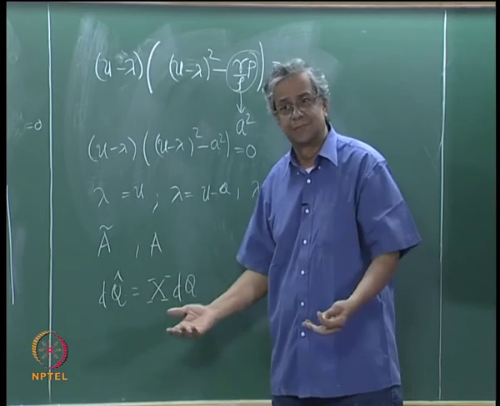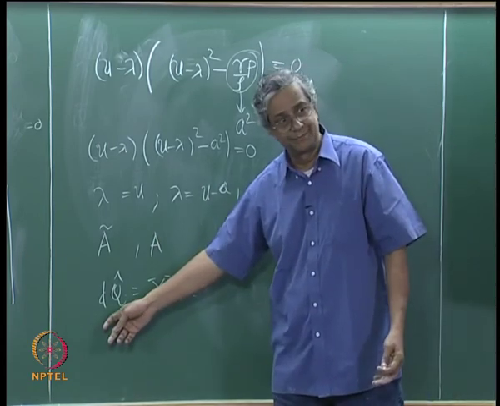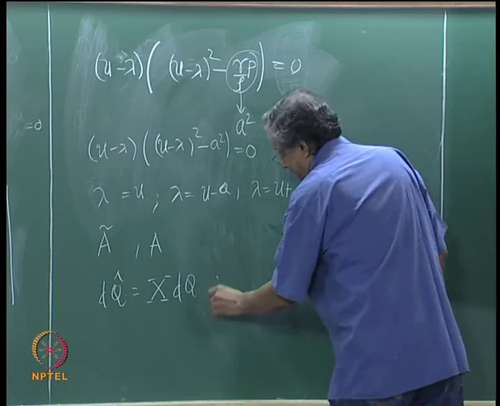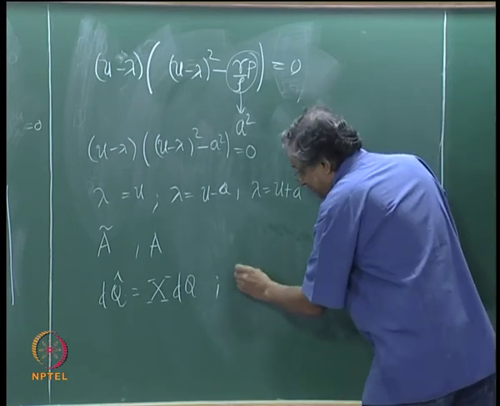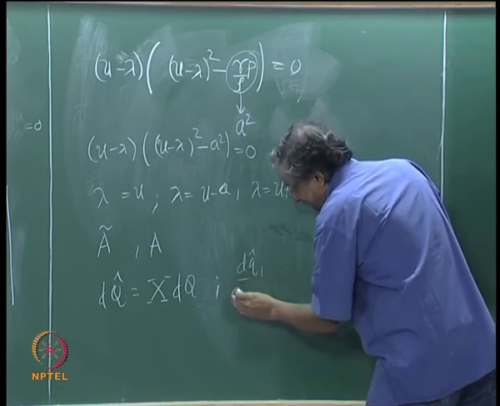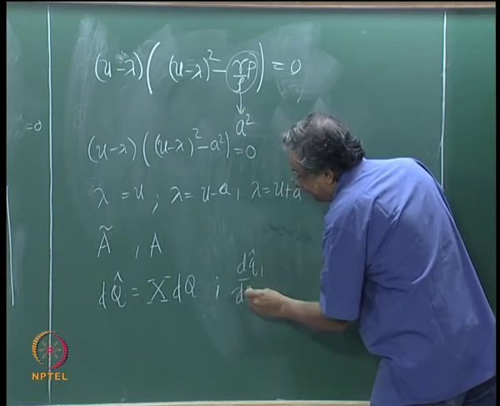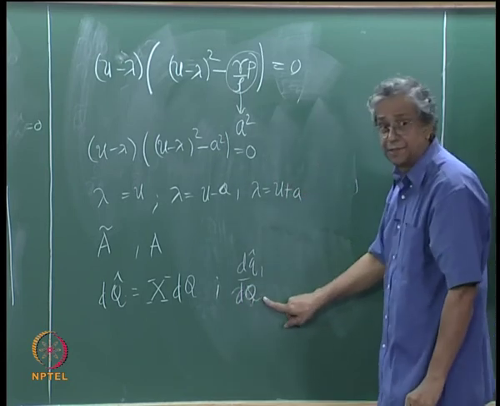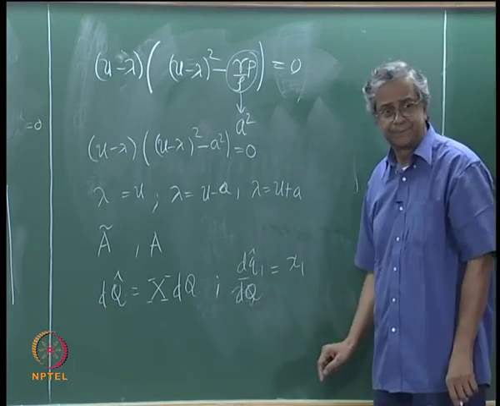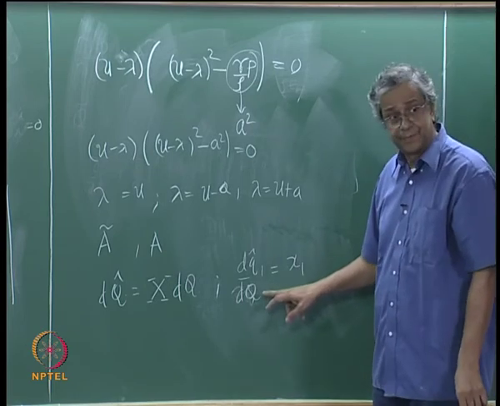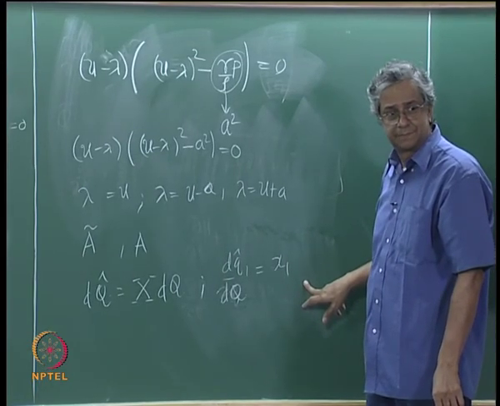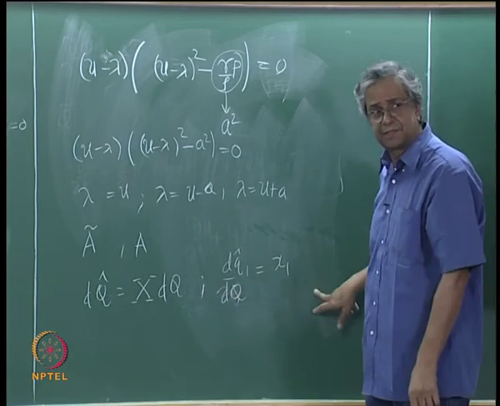You have seen this kind of thing before. Dq hat, this is a small aside, I didn't want to get into this. I write it as dq hat 1, indicating this is a gradient with respect to q, and this is the first eigenvector x1. You have seen something like this before. The gradient of a scalar is a vector. The gradient of a scalar field is a vector field.